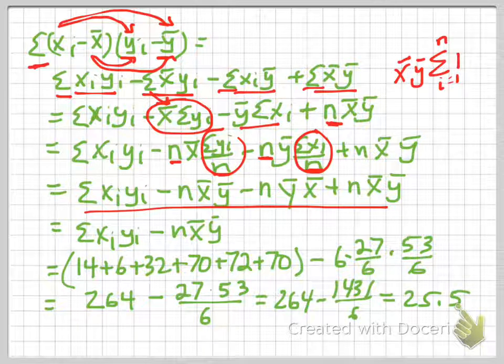So now the negative n times x bar y bar and the positive n times x bar y bar, those two cancel out, so I'm left with this expression. And this is much easier to calculate because I already know what x bar and y bar are. And so now I add up x times y.